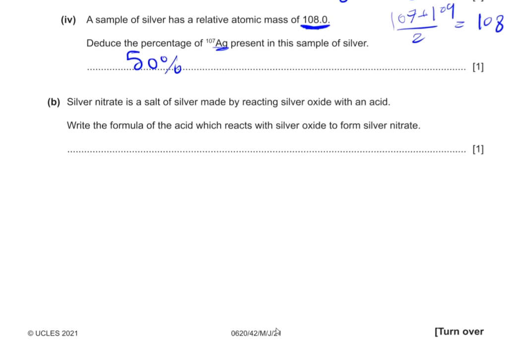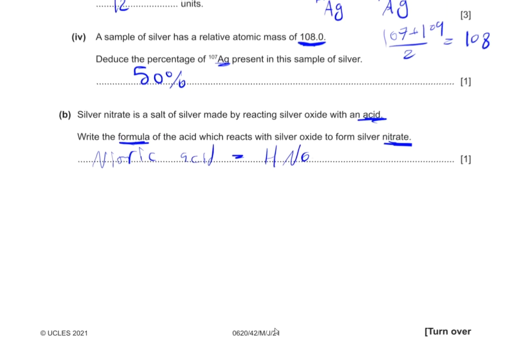Silver nitrate is a salt of silver made by reacting silver oxide with an acid. Write a formula for the acid which reacts with silver oxide to form silver nitrate. So from somewhere there is a nitrate ion that came in to the silver ion, and we know that this is an acid. The only nitrate acid that we know is nitric acid. And we're asked for the formula for this acid, which is HNO3 basically.